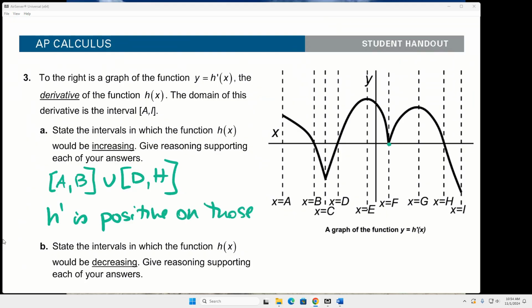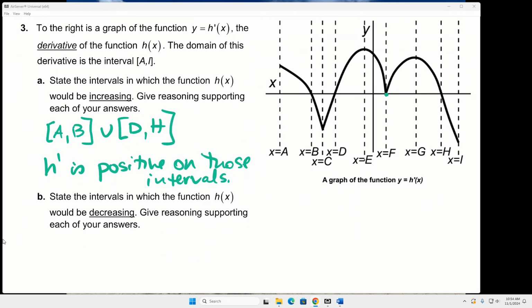And it's the same reason. And then decreasing, we're looking for where the derivative is negative.